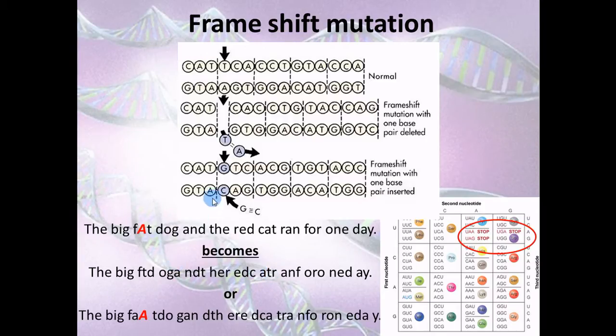Same thing as if you put a letter in that doesn't belong there. That's still a frame shift mutation. So let's say I add an extra A. The big fat, right? It still changes everything beyond that.